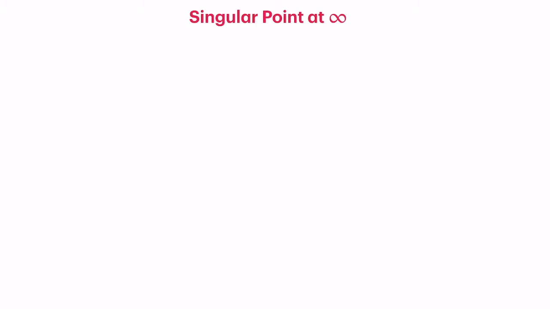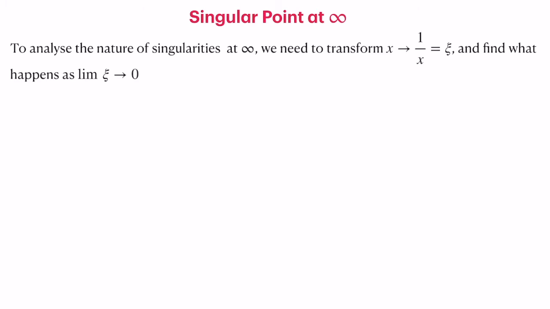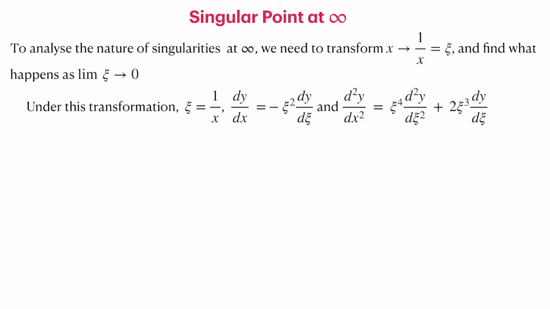Now to evaluate this property at infinity, we need to do a certain transformation, that is x going to 1 by x is equal to xi. Naturally, x is equal to infinity corresponds to xi is equal to 0, and we can evaluate the property of the differential equation at xi is equal to 0. The transformation is given by xi is equal to 1 by x, and it is straightforward to compute dy by dx. That comes out to be minus xi square dy by d xi.